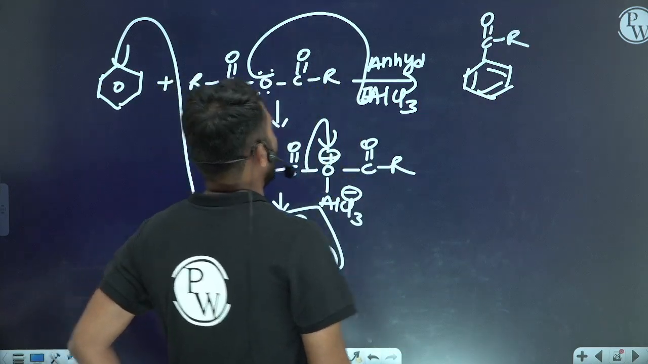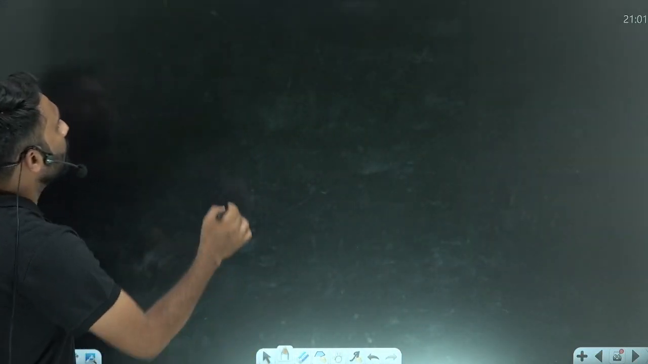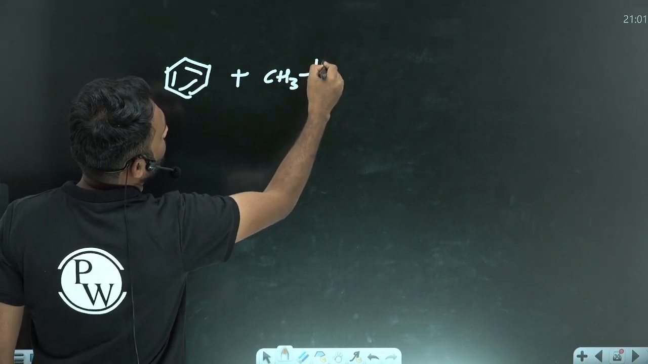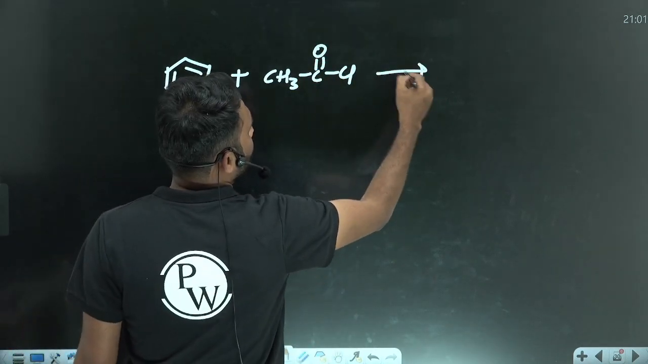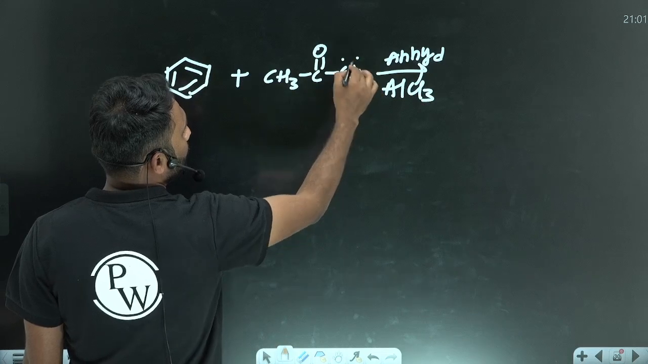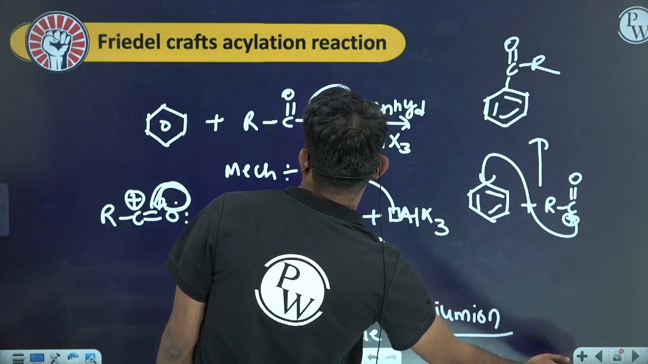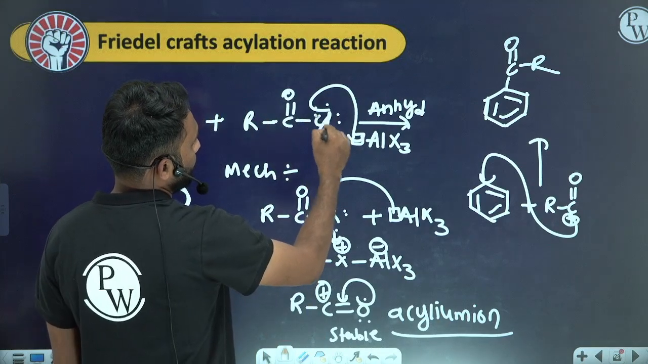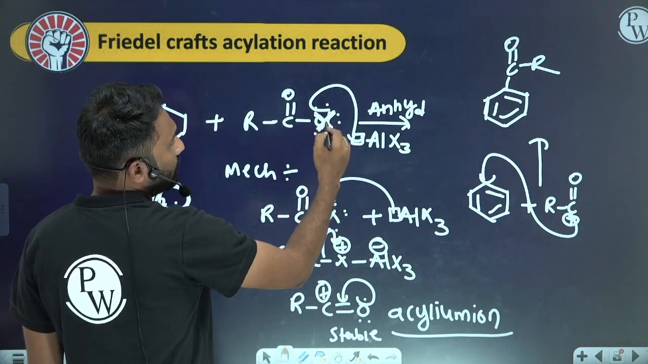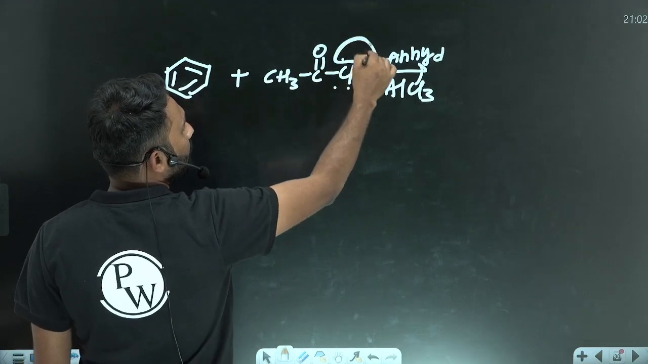Clear? Now if a question is given like benzene and an acid halide in the presence of anhydrous AlCl3, there is a lone pair on the halogen. Sorry, this is X, not chlorine, this is X. Now there is a lone pair on this halogen, and it will be given to this.